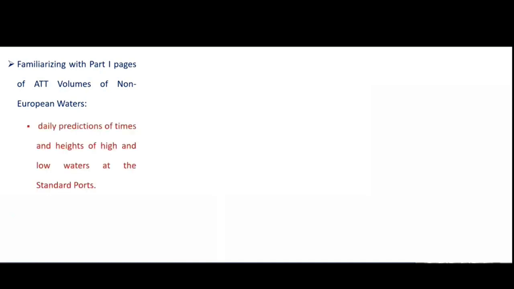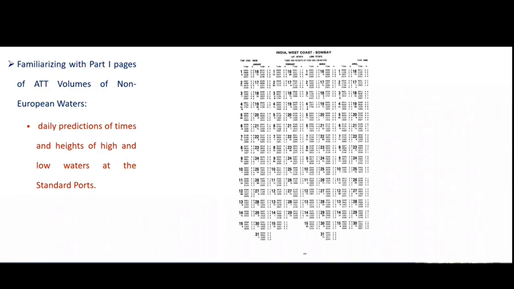We shall now familiarize ourselves with the pages contained in part 1 of the Admiralty tide tables, the volumes that cover the non-European waters. This page in part 1 contains daily predictions of times and heights of high and low waters at the standard ports. And the page looks somewhat like this. We have the page of Bombay on display. This page is more or less very similar to the page we had in ATT volume 1 as well.